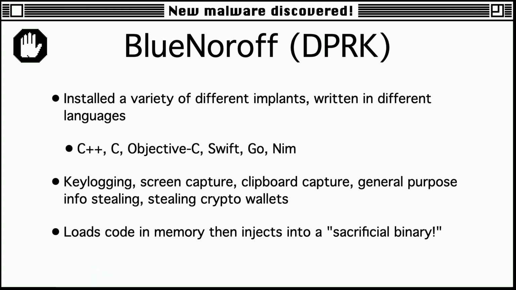It was a variant of what's called Blue Noroff, which is a North Korean state-sponsored malware that's very interested in cryptocurrency. What it did is it installed a whole bunch of different implants, and they were written in so many different languages. There was C++, C, Objective-C, Swift, Go, NIM. I'd never heard of NIM before. I don't know. Anybody else in the room hear of NIM? Apparently it's something like Go and Rust. It can do cross-compiling, so learn something.